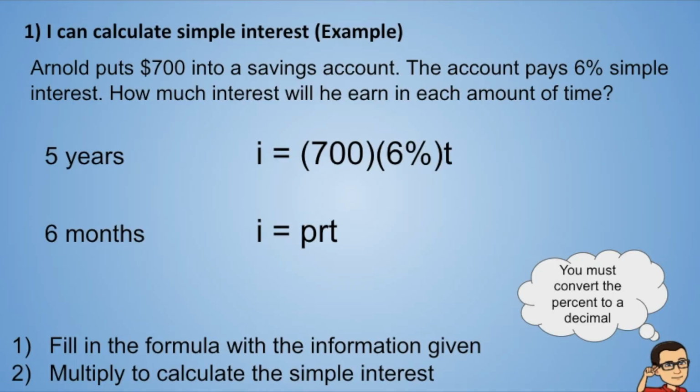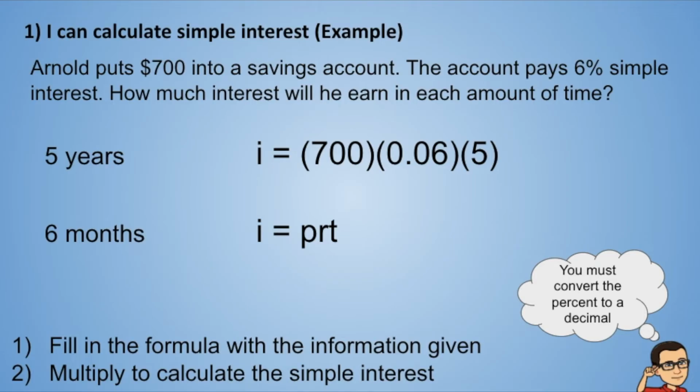We cannot leave it as 6% though. We need to convert this to a decimal. We can do this by removing the percent sign and dividing by 100. 6 divided by 100 is equal to 0.06. And finally is the T, which stands for time. The T for this problem will be 5, since the time passing is 5 years.